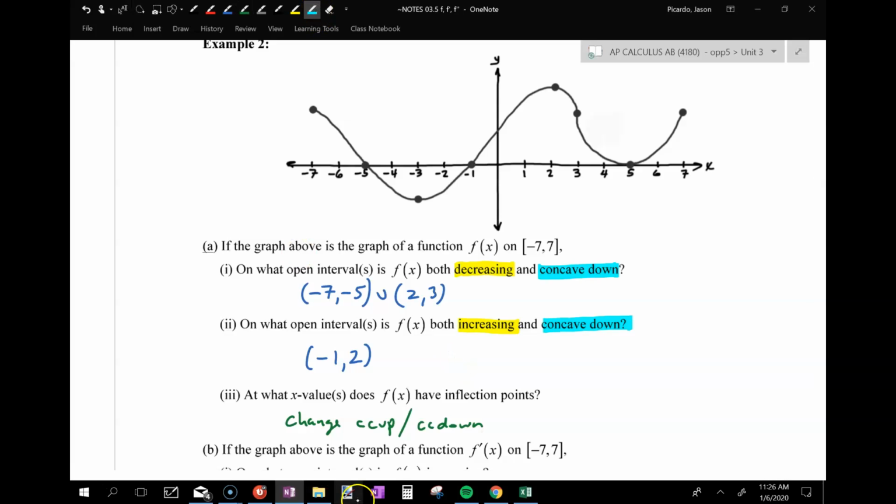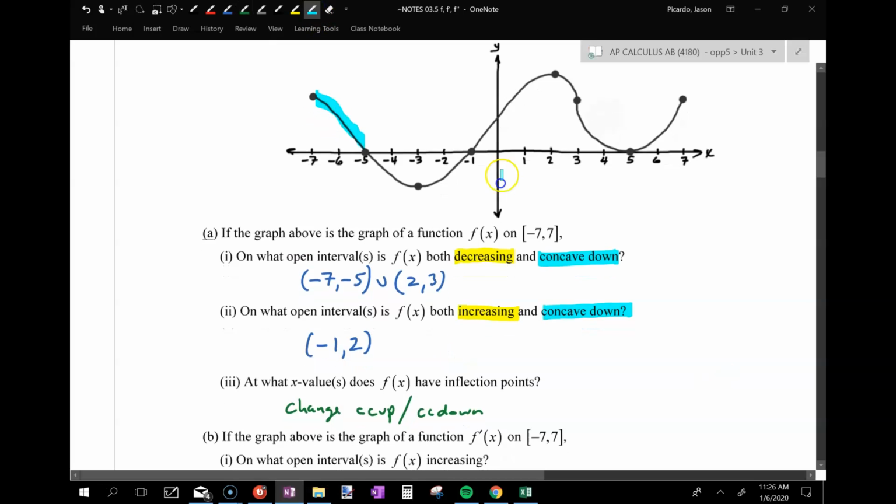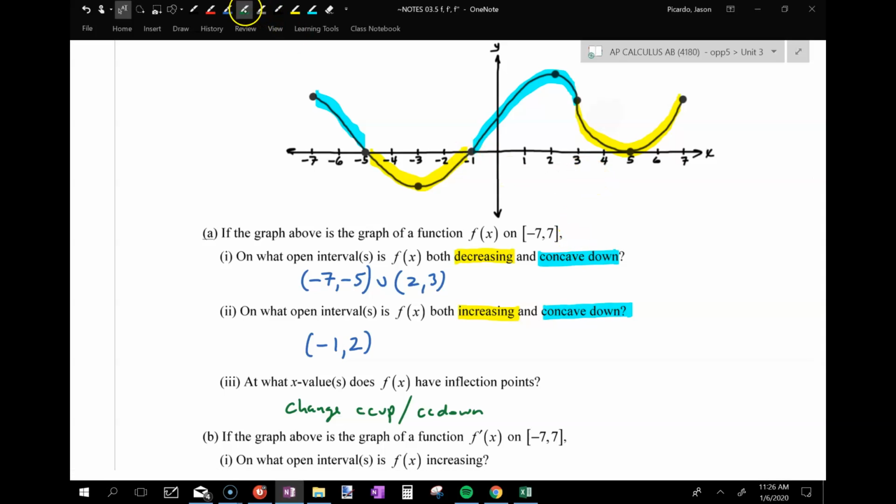Well, we already said that this was concave down and that was concave down, right? So that must mean concave up. So where did I have changes in concavity? Well, blue went to yellow, so at -5, and yellow went to blue, so at -1, and blue went to yellow, so at 3. So -5, -1, and 3.